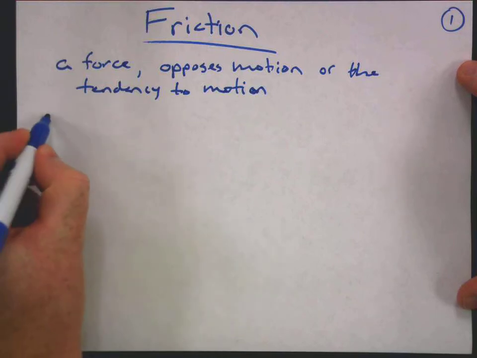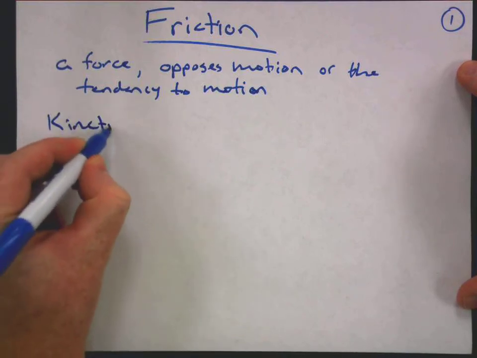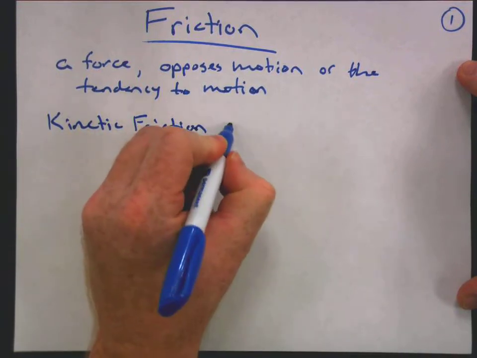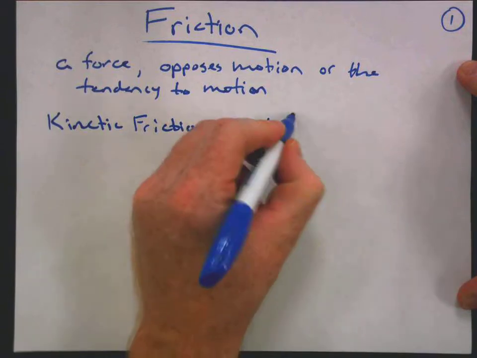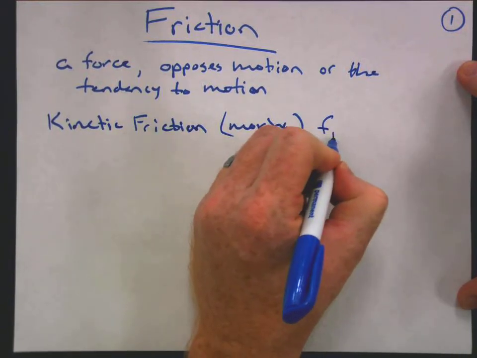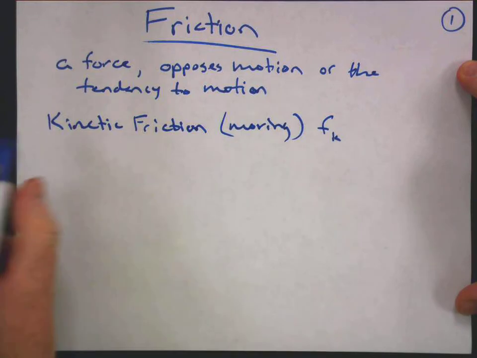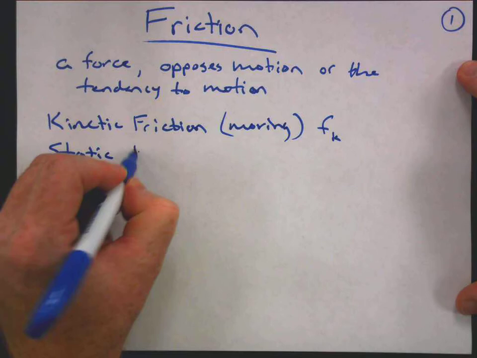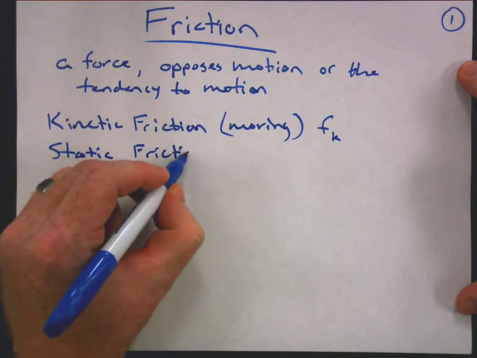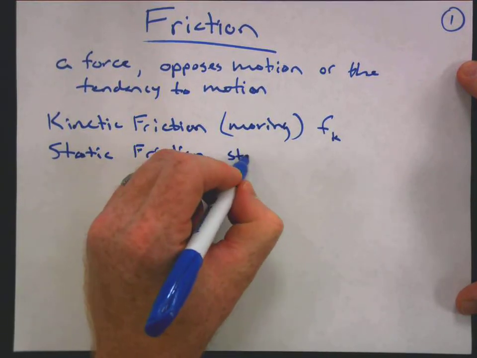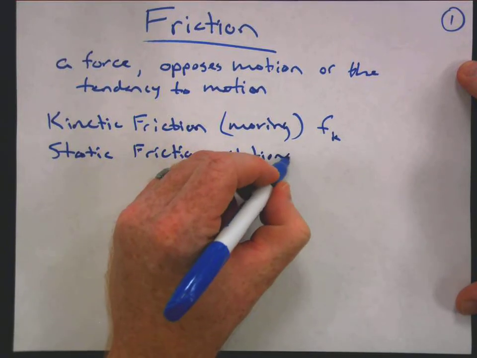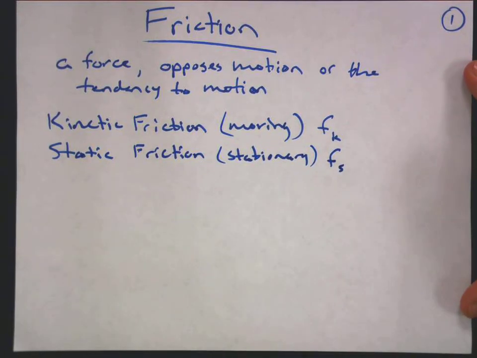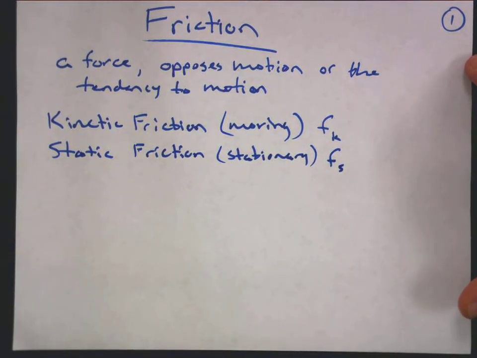There are two kinds of friction. There is kinetic friction, where things are moving. And the traditional symbol is lowercase f sub k. There's also static friction, which is stationary, no movement. And this is lowercase f sub s, typically. These are the symbols your book uses, I believe.